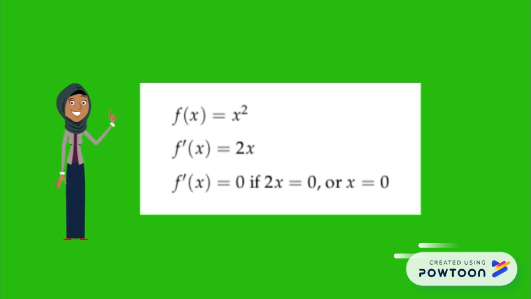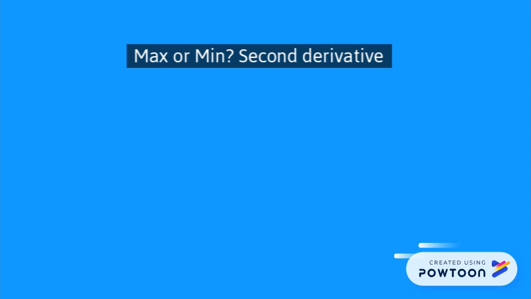Can we find them? Remember, to compute a maximum or minimum, you need to take derivatives. So if our function is x squared, how do we go from here? The derivative of f is 2x, and hence the derivative is equal to 0 if 2x equals 0, or x equals 0. We got a point called a critical point where the derivative is 0.